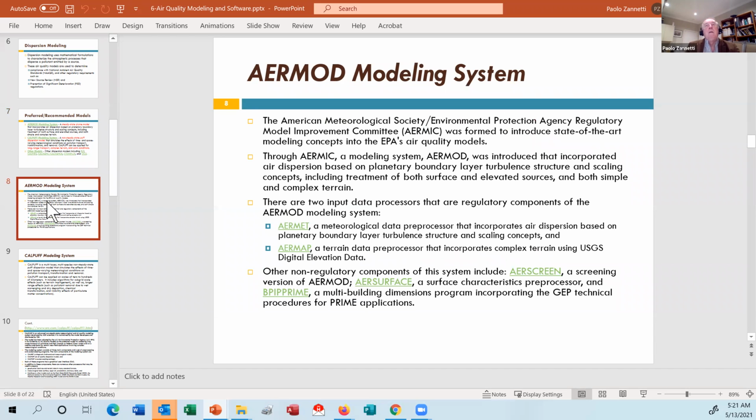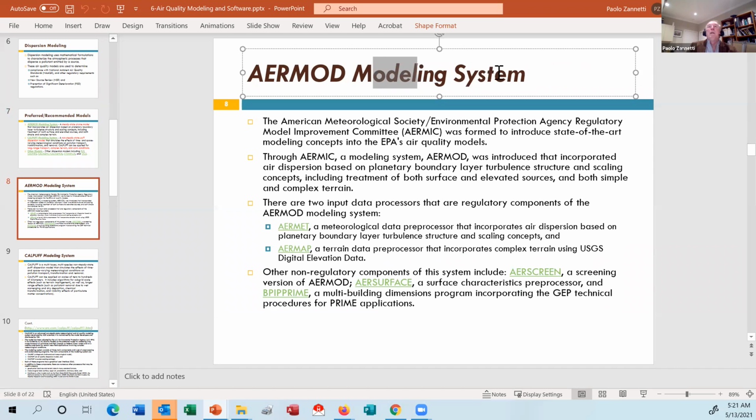AERMOD, let's repeat what we said yesterday just to make sure you understand it, is the number one choice these days for air pollution dispersion modeling. AERMOD is a system. It's not just a model. It is a modeling system. It comes with a preprocessor to help you prepare the input data for running the model, and it also comes with a post-processor to evaluate and print and display the results.